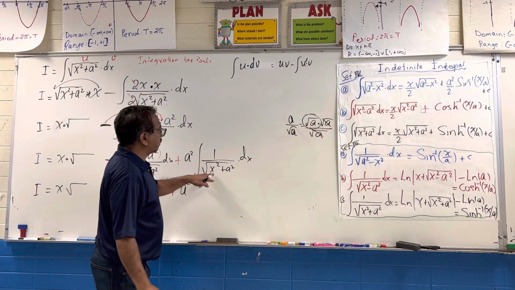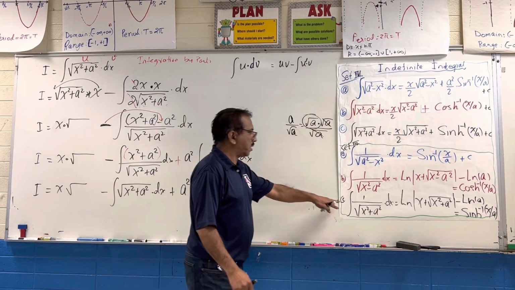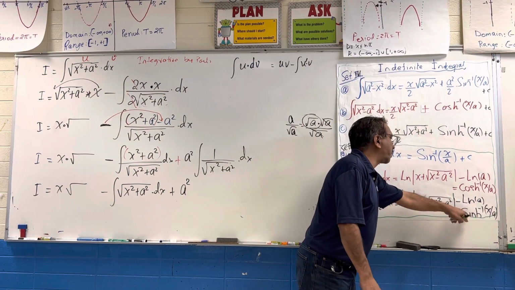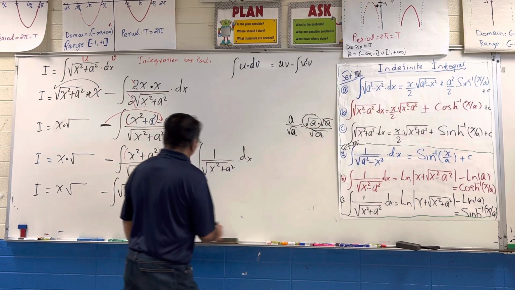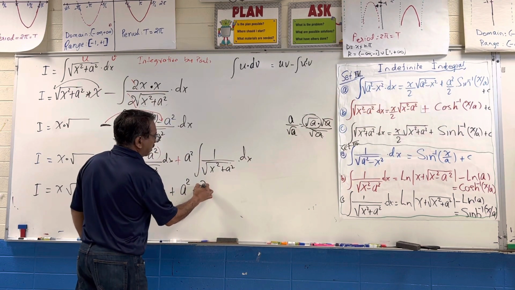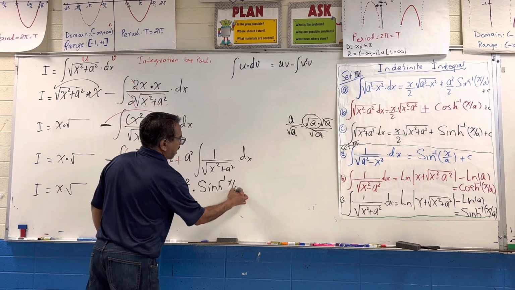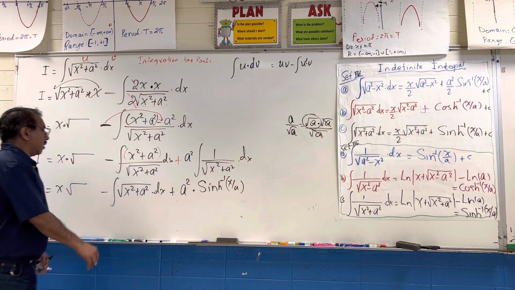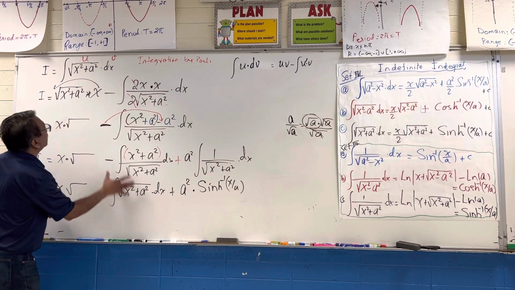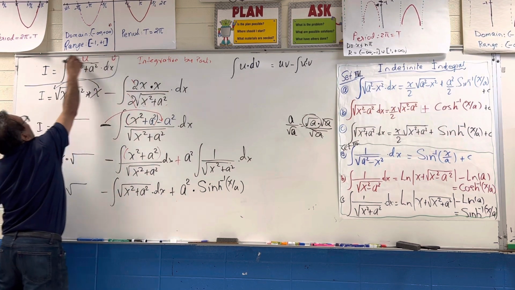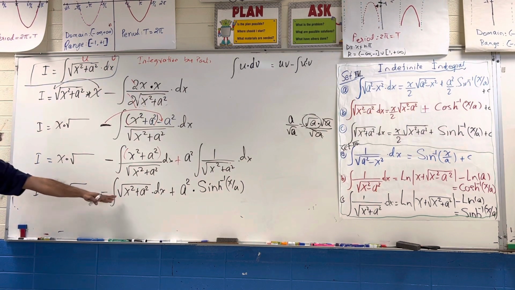And the integral of 1 over the square root of x squared plus a squared, if you see from here, set 3 is the hyperbolic sine inverse of x by a. This will be directly the hyperbolic sine inverse of x by a. And then this is the same thing as what we began with. See, we began with this part. So that's I. So this will be I.